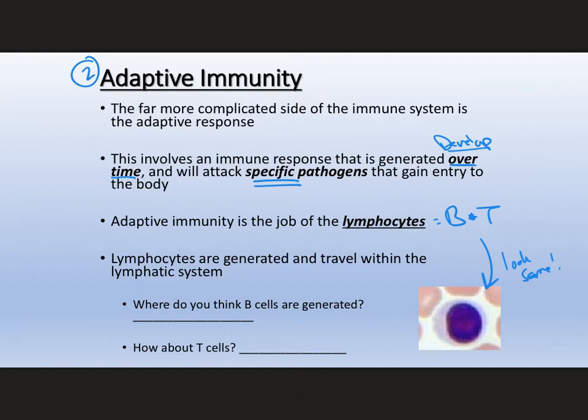Now, lymphocytes are a key piece of your lymphatic system, which we don't talk about too much, but this is sort of a secondary fluid system along with your circulatory system. And these are named sort of accordingly. So I've got these two questions here. Where do you think B cells are generated? To give you a second to think about that, where do you think you make a B cell?